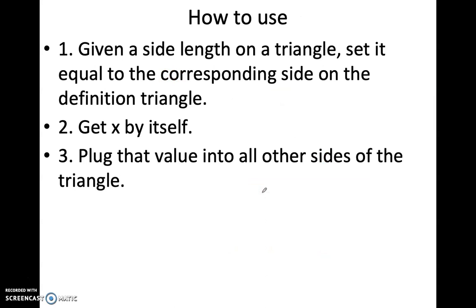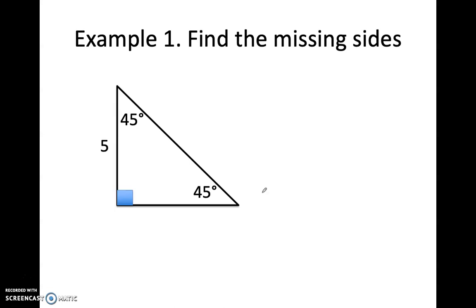Number 1 says a whole bunch of stuff. Basically what it's telling you is that you are going to set the side that's given to you equal to one of the sides I showed you on the previous 2 slides. So if you get the 30-degree leg, you're going to set it equal to x square root of 3. Step 2 is get x by itself, so you have to solve the equation. Step 3 is once you get x by itself, plug it into all of the other x's in the definition. Take a minute, copy this down. We're going to do some examples. Pause if you need to.